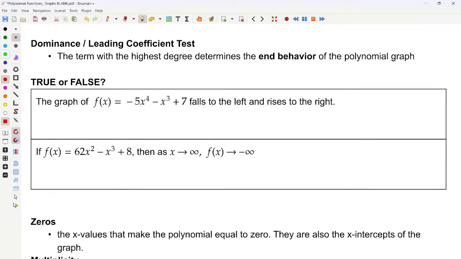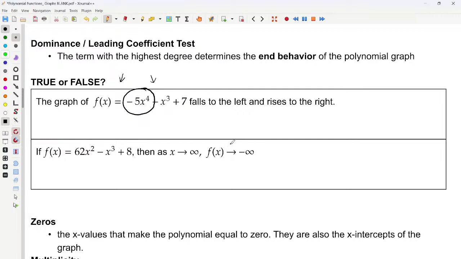The graph of negative 5x to the fourth minus x cubed plus 7 falls to the left and rises to the right. How we answer something like this is using the leading coefficient and dominance. Think about the power function negative 5x to the fourth. That's a U shape that opens down. So my claim is this is the dominating force in here. This determines the overall end behavior.